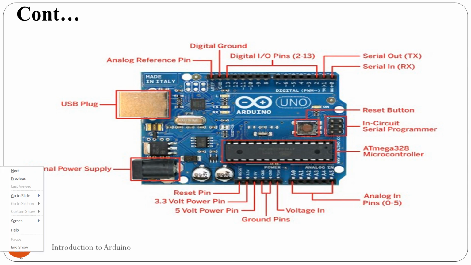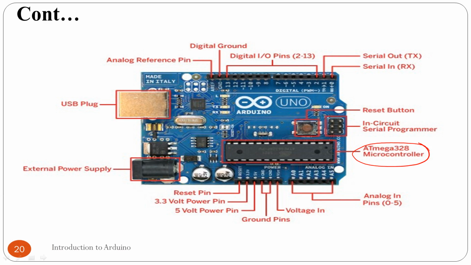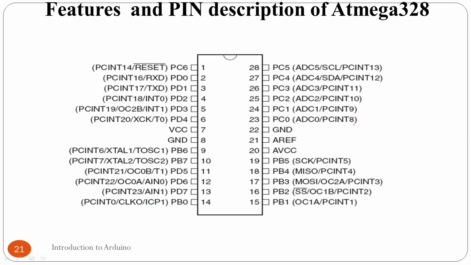Now this pin and all these things we have already studied in the previous slide. Okay, now we'll go into the detail of this microcontroller, that is the Atmega 328 microcontroller. Now this is the main part of this particular board. Okay, now this is the pin diagram of this particular board. Now here we are having certain GPIO pins.